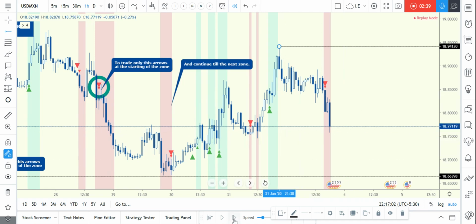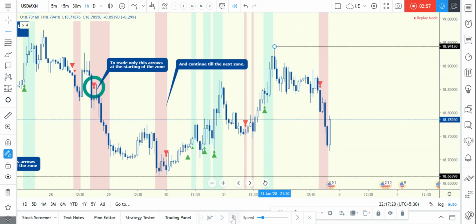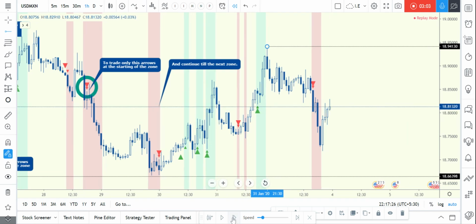So let's see what happened here. Okay, we are still in the trade, and as I said, this would be the target. You can actually move your stop loss to entry here, and you can just stay in the trade till this red zone is getting continued. We are still in the trade unless you have moved your stop loss to entry.